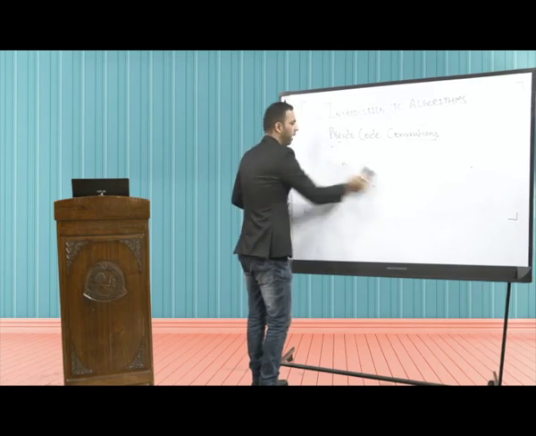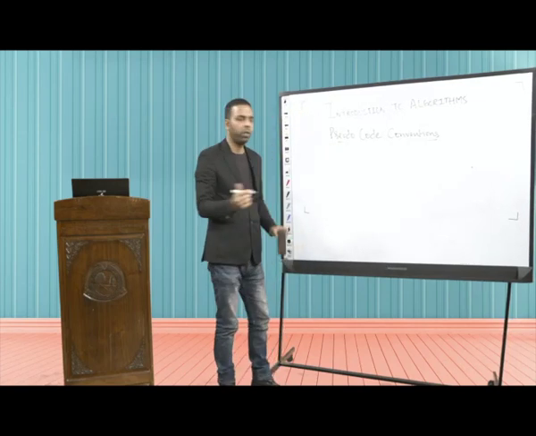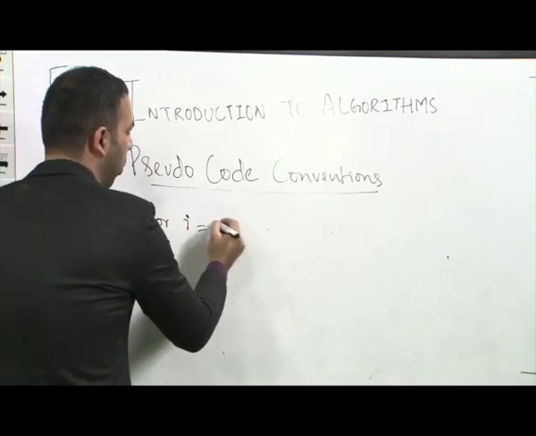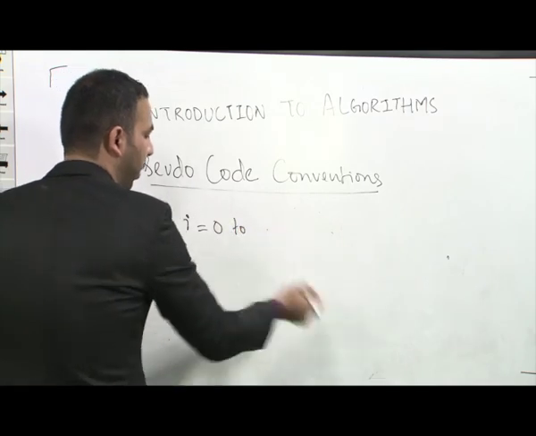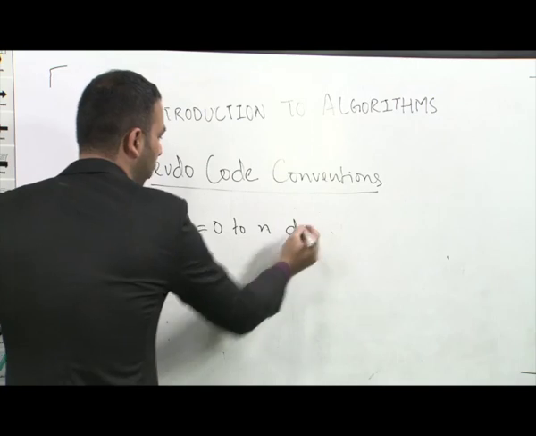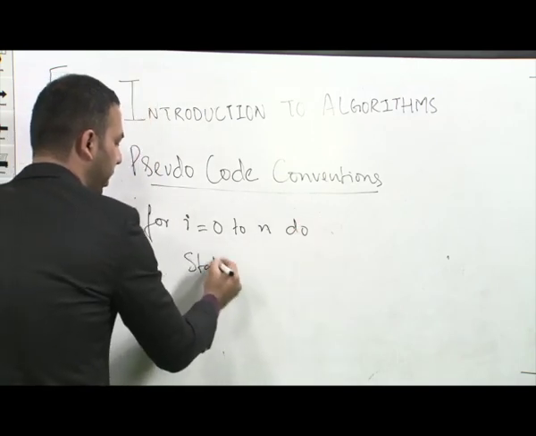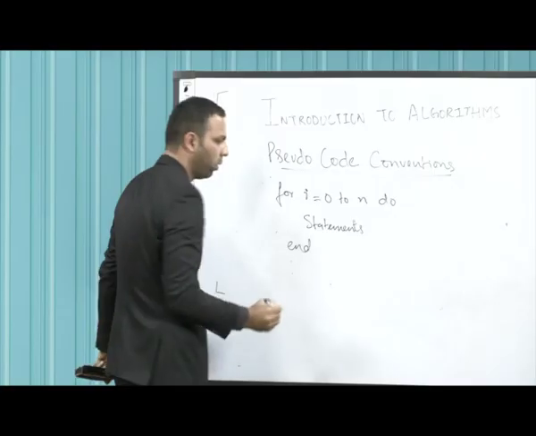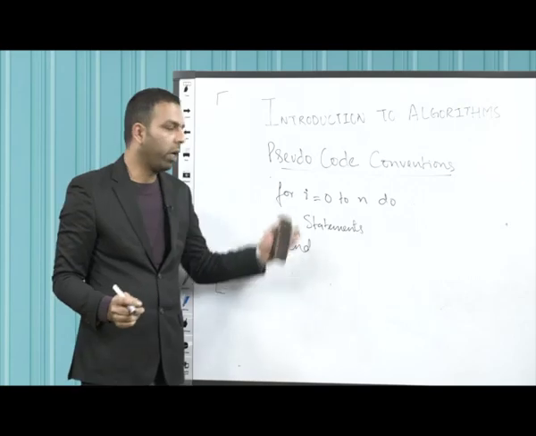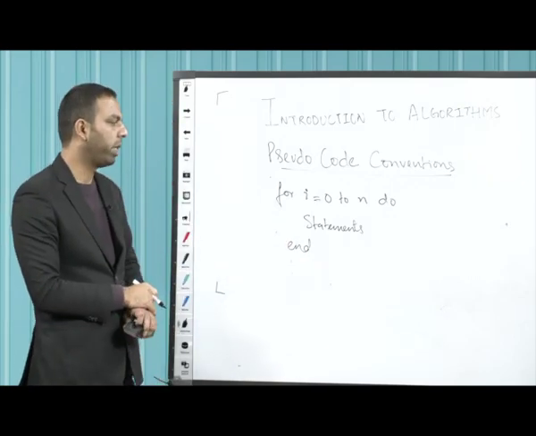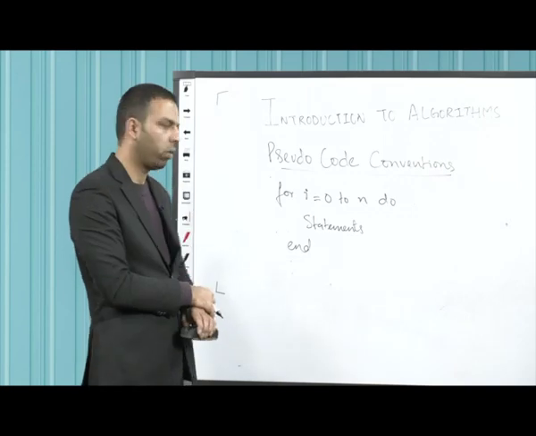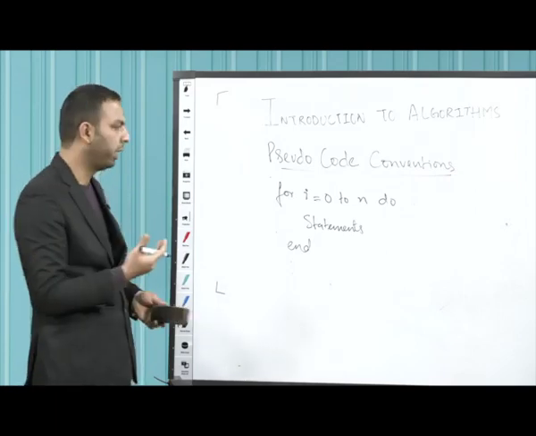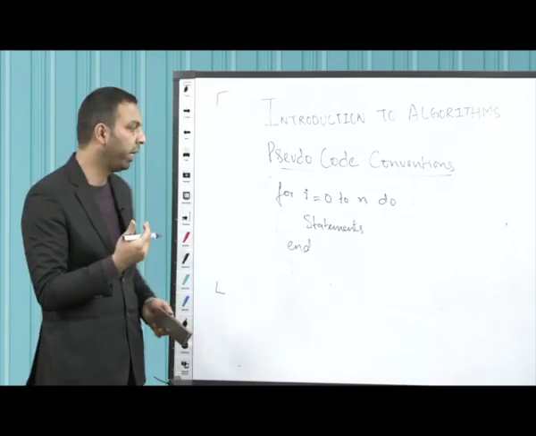Another type of iteration that you have seen is for. So for is another construct for iteration. We can write for i equals, say, 0 to n, then do. You will write statements here, and finally you will write end. So this is another way of writing statements if you want to iterate through them n number of times.